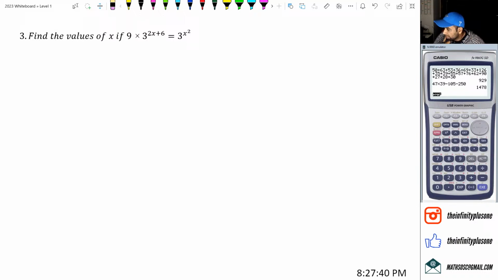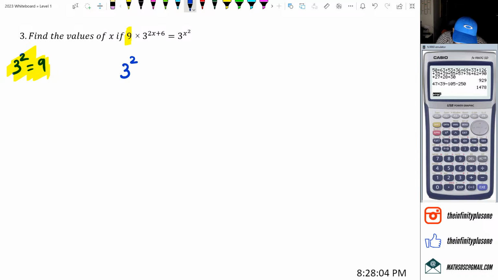All right, so we're going to get started with this question here. Now, looking at this question, the first thing we have to recognize is that we're working with indices. And when you look at indices, we've got 9 and then we've got 3. So the first thing we need to remember is that 3 squared is equal to 9. And so we're going to replace the 9 with 3 squared.